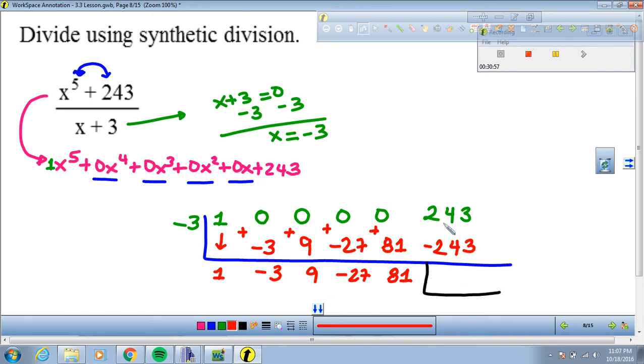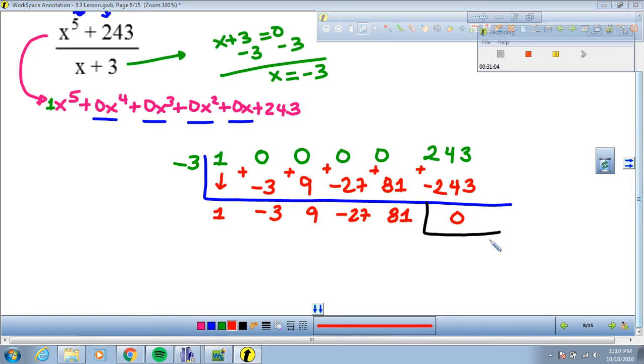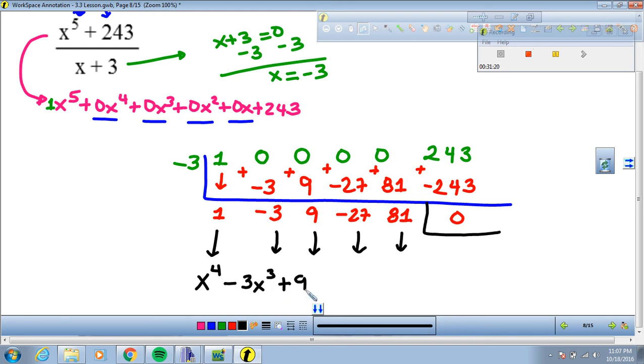So the remainder here is 0, because when we add these two, the answer is 0. So that means our quotient is the only thing we're going to be able to write. We don't have a remainder, and that's fine. Start with x to the one exponent less than the highest exponent you see here, so x to the fourth. That's how you start. Minus 3x to the third power plus 9x to the second power minus 27x plus 81.